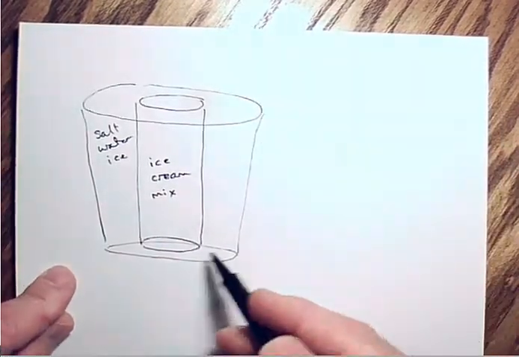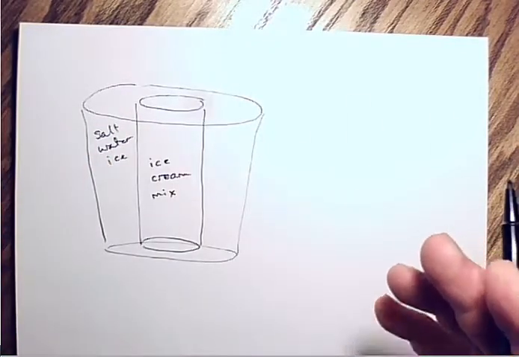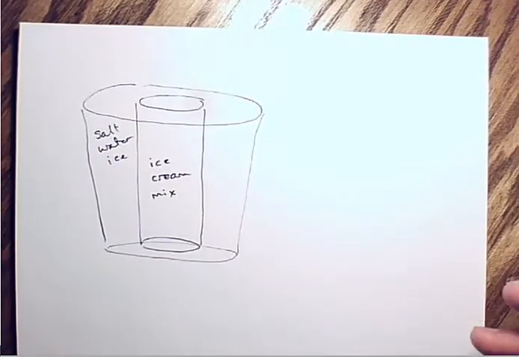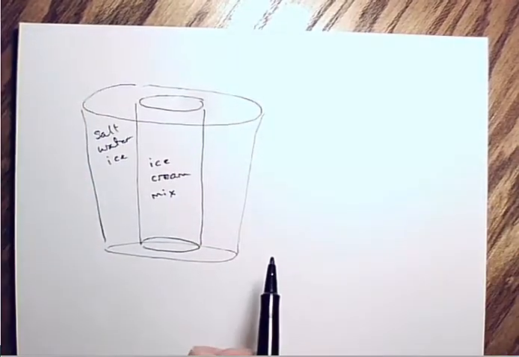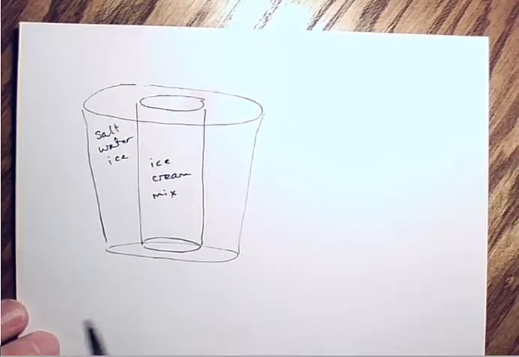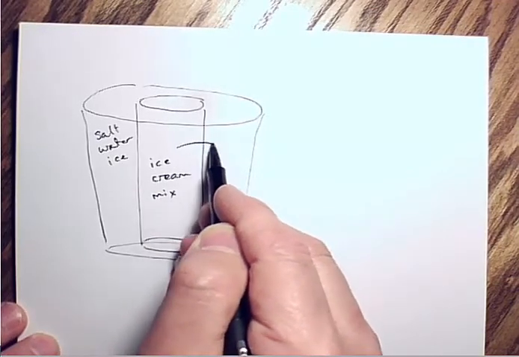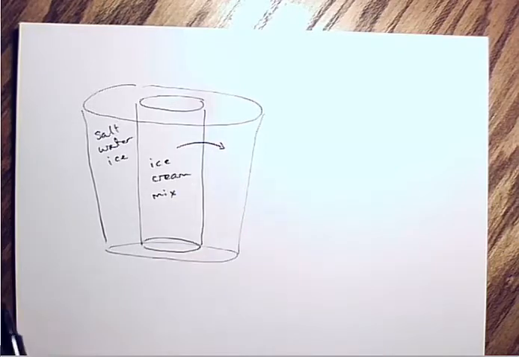We calculate the loss of energy to the surroundings. Because if you've ever made homemade ice cream, you know ice builds up on the outside. So there's energy transfer. Energy is being transferred into it from the outside. We're going to assume that our ice cream freezer is perfectly insulated, which it can't be. So we're going to simplify it down to the point where only energy is leaving the ice cream mix and going to the salt water ice mixture.